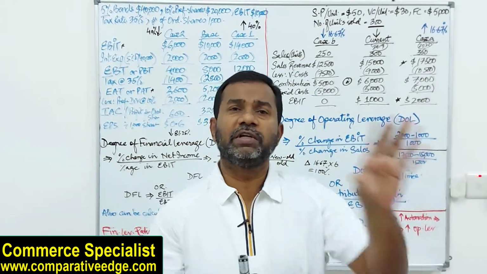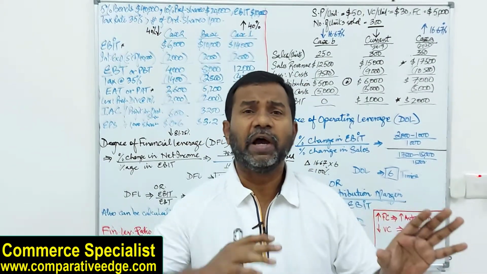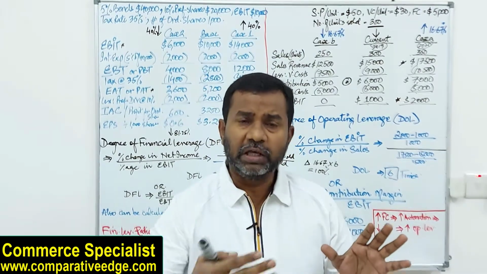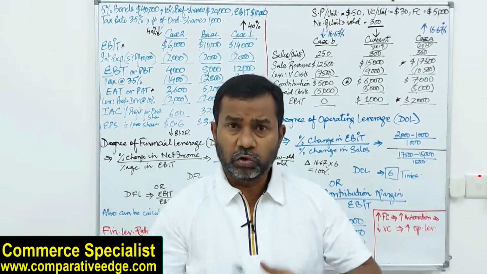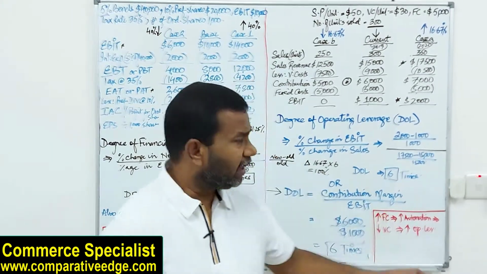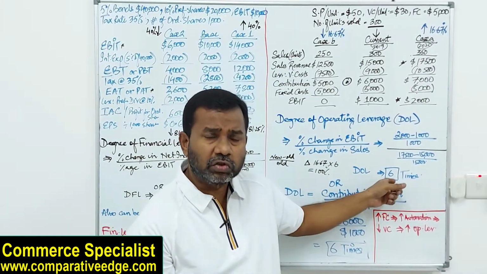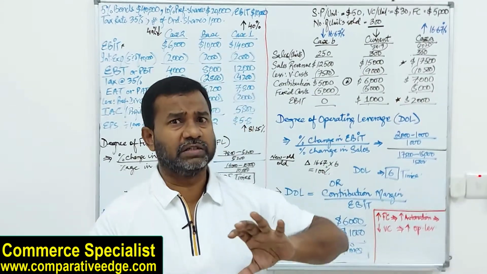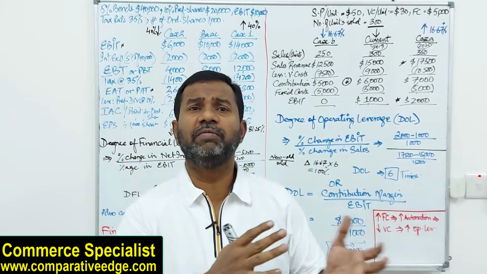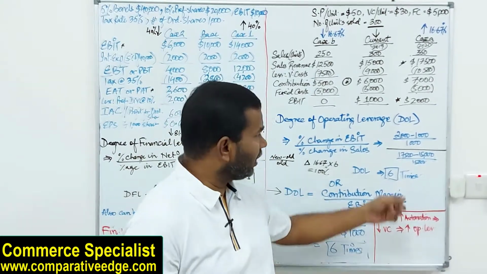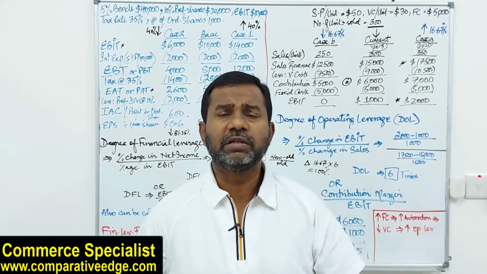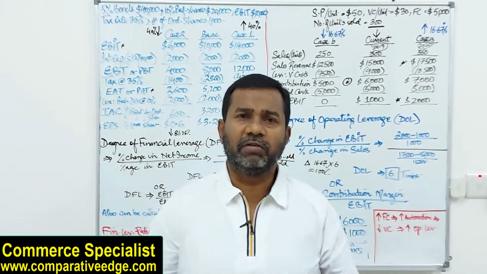So, ladies and gentlemen, please note the answer for degree of operating leverage shows, if there is a certain percentage change in sales, by how many times EBIT will change. So it's both ways. A slight change in sales will bring 6 times change in the EBIT. If sales is increasing, EBIT will increase 6 times. If sales is decreasing, EBIT will decrease 6 times. The operating leverage is 6. So if sales is increasing by 6%, you multiply by 6, 36% EBIT will increase.